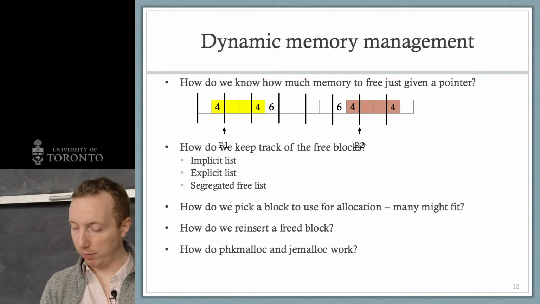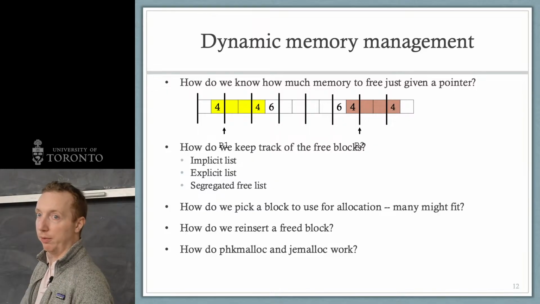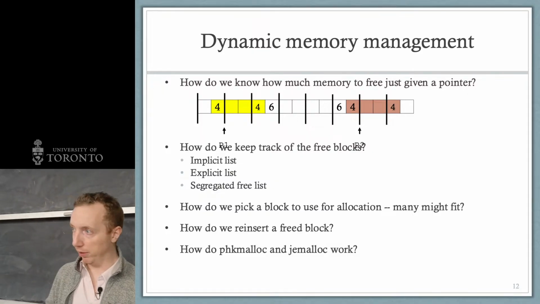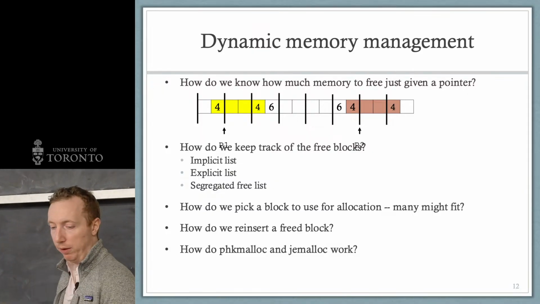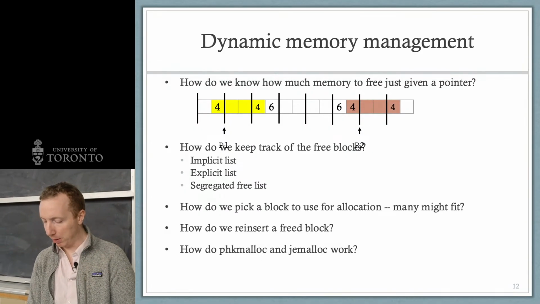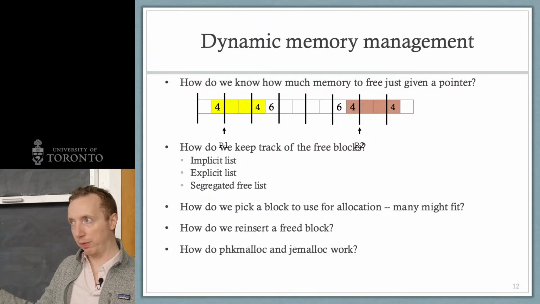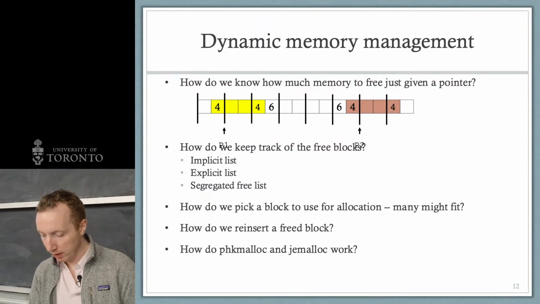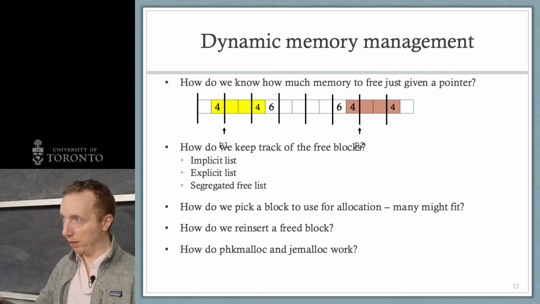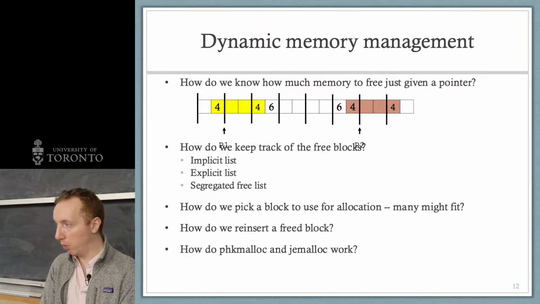For the explicit list, we have the same structure, but we also added a linked list of free pages so that doing an allocation, we don't have to search through already allocated blocks, which is a waste of time. And then we had segregated free lists, which just kept track of different lists of different sizes. So we might also figure out how we pick a block to use for allocation. If many might fit, there's the worst fit, best fit, first fit, that kind of thing. Then when we reinsert a free block, we had to merge it with the one beside it, so we coalesce things together. So we actually kept track of the largest free hole in memory.